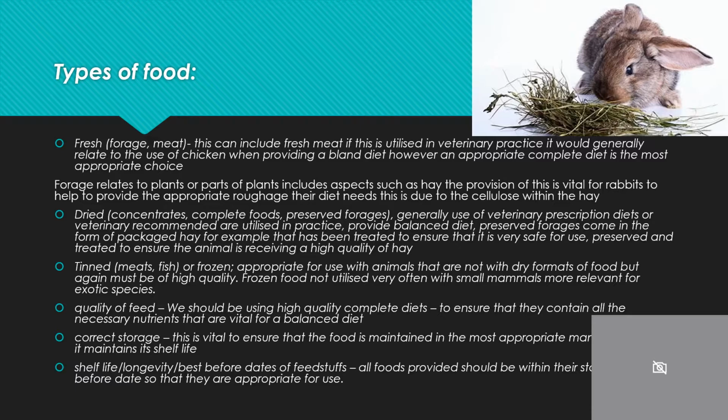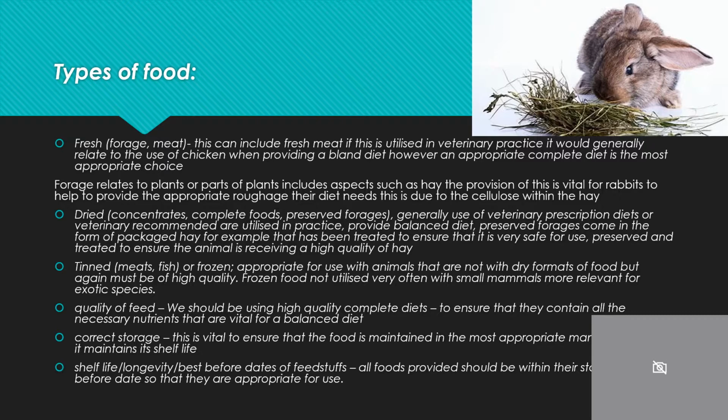We can also provide dried food, so concentrates, complete foods and preserved forages. And generally we will be using veterinary prescription diets or veterinary recommended products. We use them because they provide a balanced diet. Preserved forages come in the form of packaged hay, so for example, hay that's been treated to ensure that it is very safe for use. Preserved and treated to ensure that the animal is going to receive a really high quality of hay.